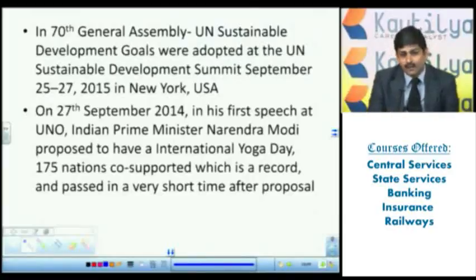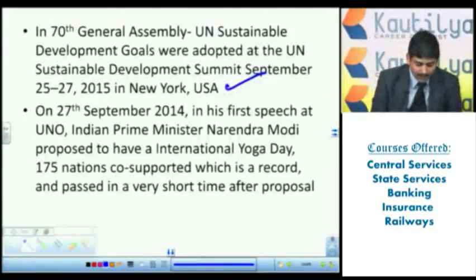All these goals were adopted in the 70th General Assembly. This summit was held from September 25th to 27th in 2015 in New York, the headquarters of the United Nations General Assembly. On 27th September, this is the latest development that happened regarding the Sustainable Development Goals.